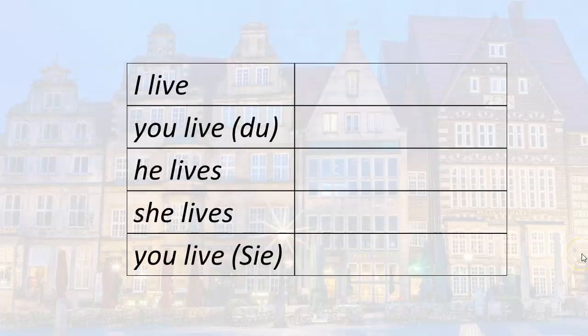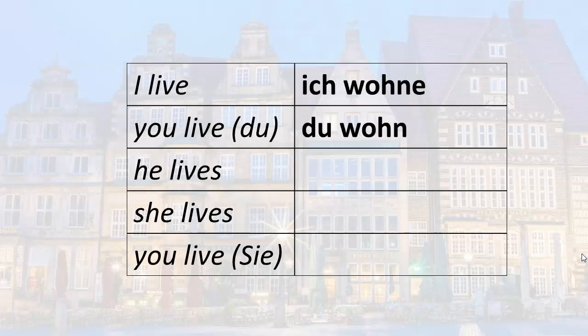So how do you say I live using the verb wohnen? I'll give you a hint. We have the subject pronoun and the root of wohnen, and all you have to do here is supply the ending. So do you remember what ending goes with ich? The ending is e. So ich wohne, I reside or I live. You live with du. So you have the subject pronoun and the root of the verb. What is the ending for du? The ending is st. Du wohnst.